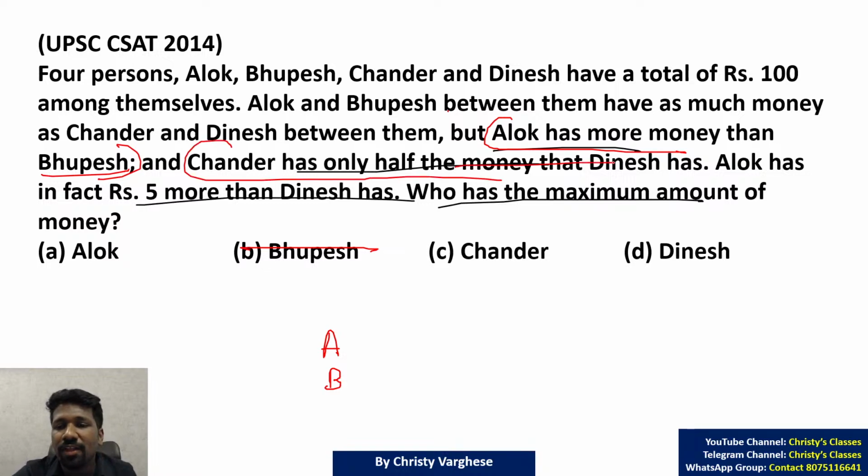Chandar has only half the money, or a quarter. Chandar having half the money means Chandar has less money than Dinesh, so Chandar can also not be the topper. For example, if after a test your mark is lesser than your friend's mark, you are not the topper for sure, because your friend has more marks than you. Same way here, Chandar has only half the money of Dinesh, means Dinesh or someone else is the topper. So Chandar cannot be the topper. So option C is eliminated right away. Now, Alok has in fact 5 rupees more.